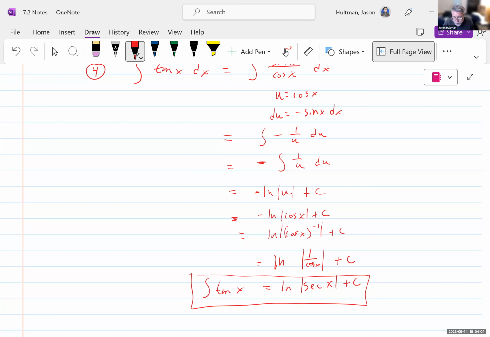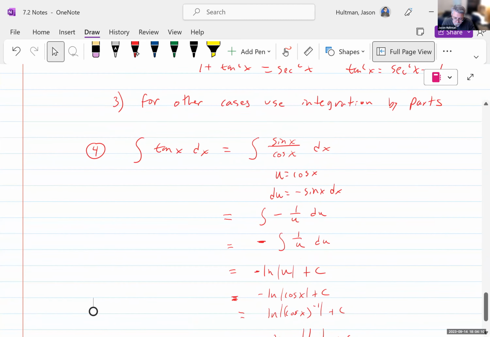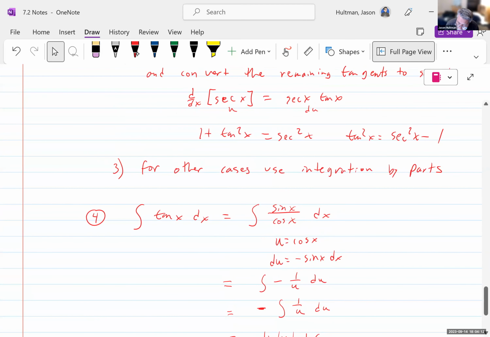Okay, so sometimes we need to turn them into sines and cosines. So for other cases, use integration by parts or change everything to sines and cosines.